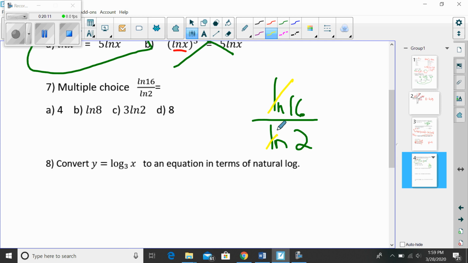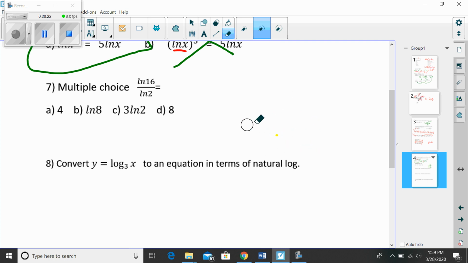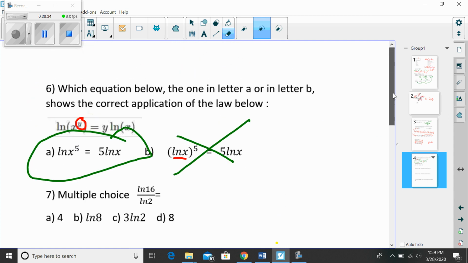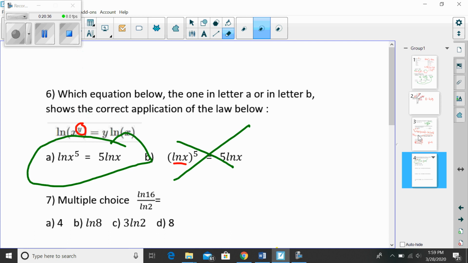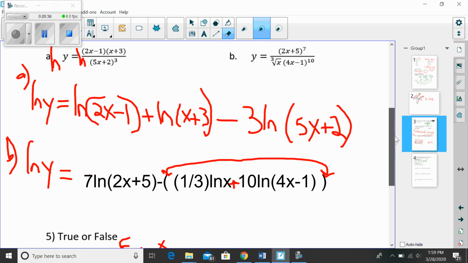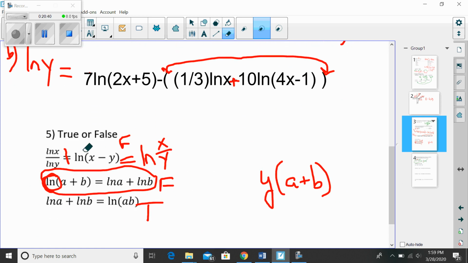The other thing that's a very common mistake is trying to say, oh, well, can't we just divide the 16 and the 2 and get natural log of 8? And then natural log of 8 is equivalent, since 8 is 2 cubed, to 3 natural log of 2. If you try to do that, then you are trying to apply what we said was incorrect here.